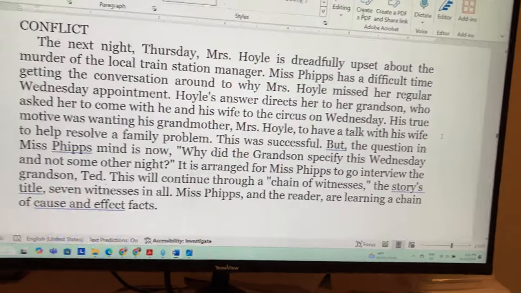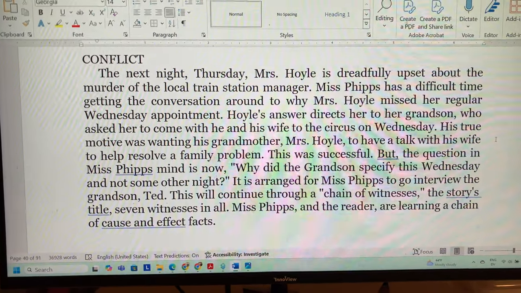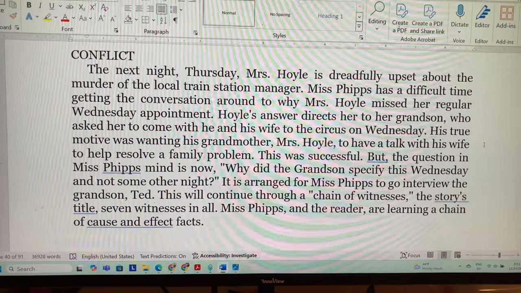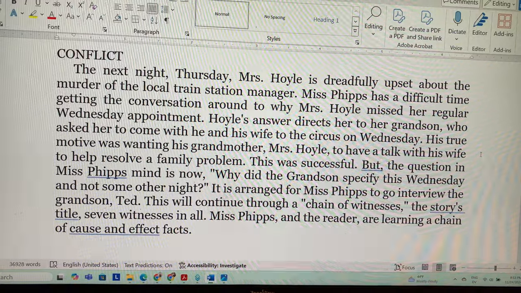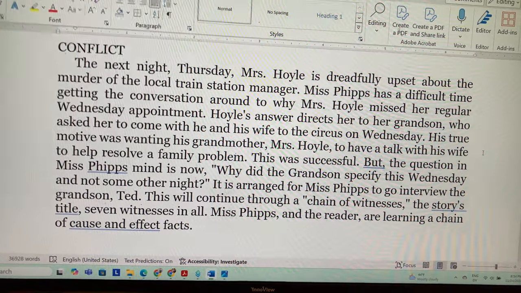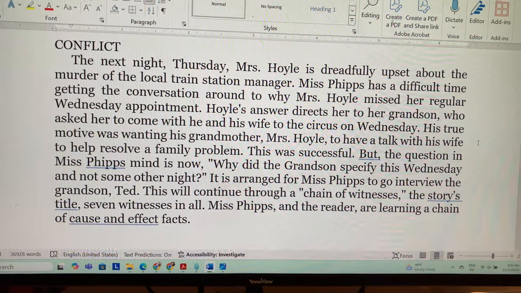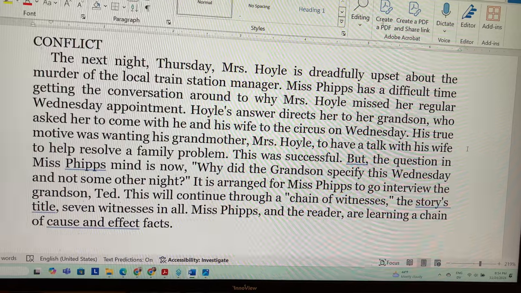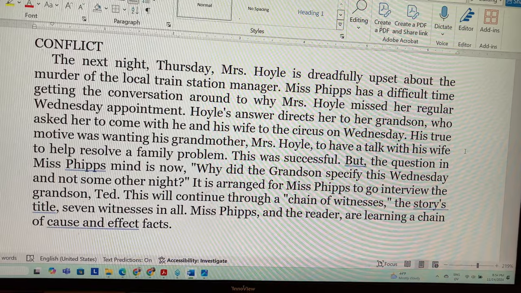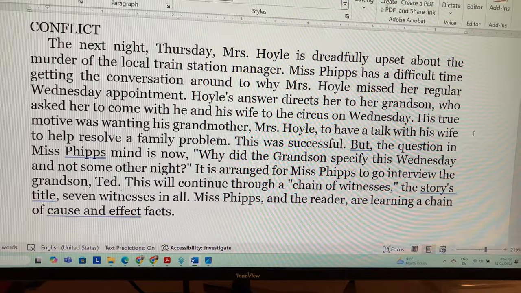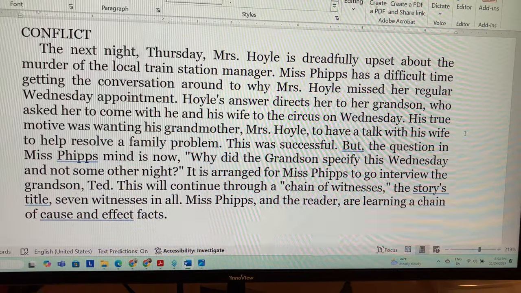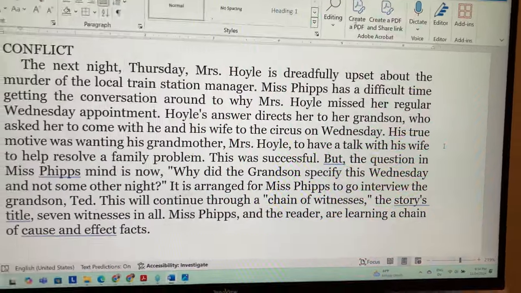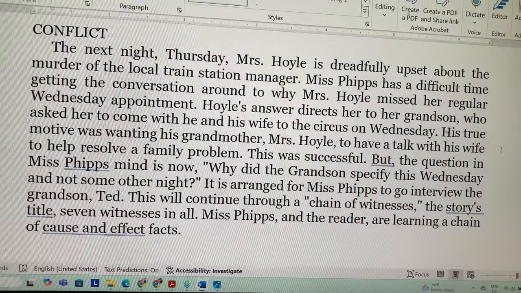And it doesn't work out that way. Conflict. The next night, Thursday, Mrs. Hoyle is dreadfully upset about the murder of the local train station manager. Miss Phipps has a difficult time getting the conversation around to why Mrs. Hoyle missed her regular Wednesday appointment. Mrs. Hoyle's answer directs her to her grandson, who asked her to come with him and his wife to the circus on Wednesday. His true motive was wanting his grandmother to have a talk with his wife to help resolve a family problem. This was successful, but the question in Miss Phipps' mind is now, why did the grandson specify this Wednesday and not some other night? It is arranged for Miss Phipps to go interview the grandson, Ted.